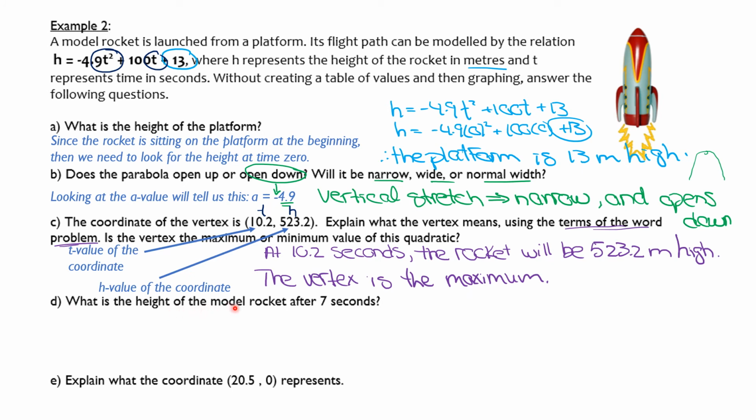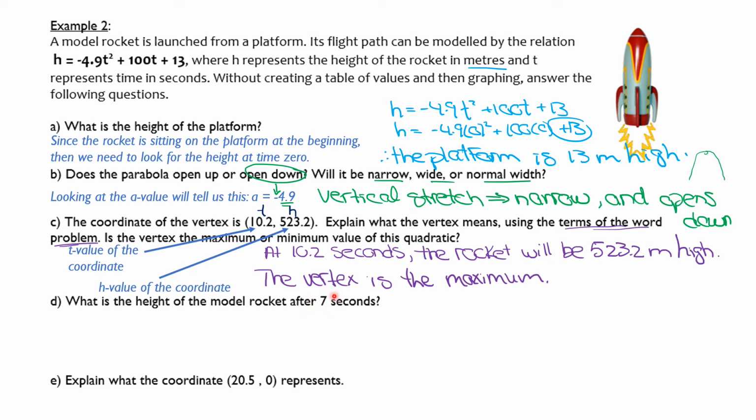What is the height of the model rocket after 7 seconds? You notice in these questions, we're not doing a lot of math. We haven't done a lot of math yet. We're just working hard at interpreting what these numbers mean. Let me erase this stuff here. Interpreting what the constant means, that 13, what the a value means, that's what we're focusing on so far. We want to know what the height of the model rocket is after 7 seconds.